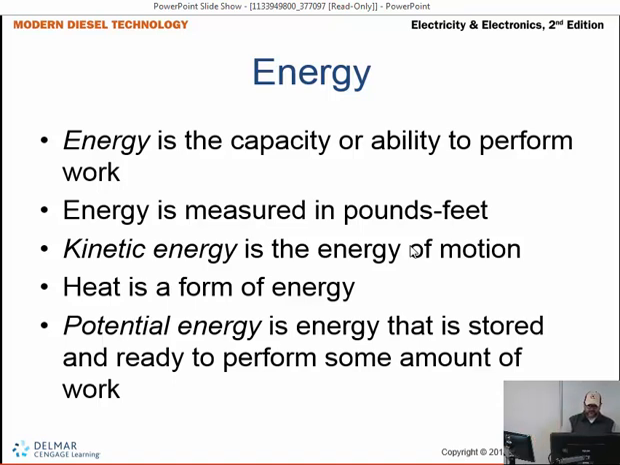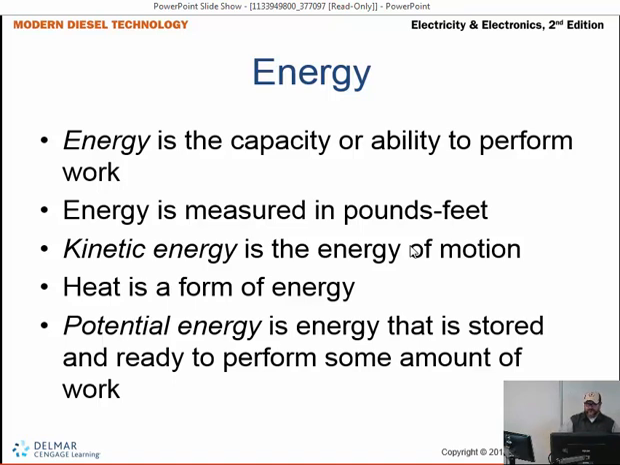Now, kinetic energy is the energy of motion, okay? So kinetic energy is something spinning that's able to do 500 foot-pounds of work, like a crankshaft. And then heat is a form of energy, right? So one of the properties of energy is that it never really goes away. It turns into light, heat, or motion. So you really can't disperse energy.